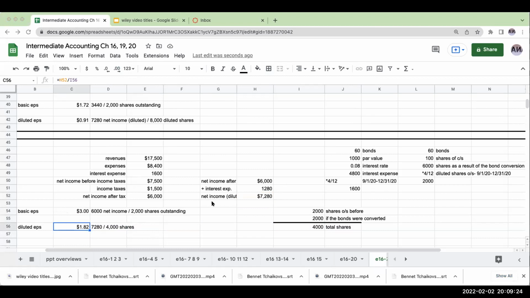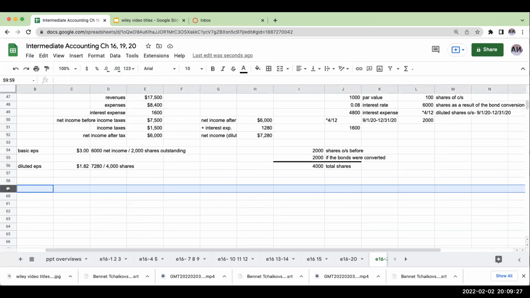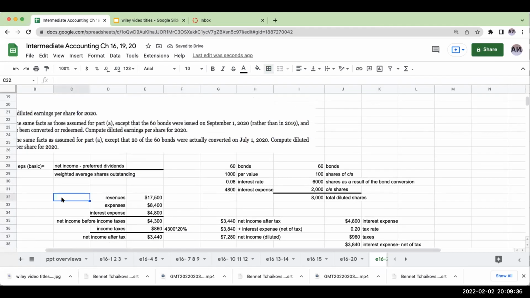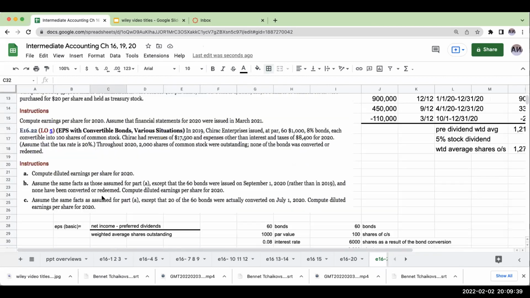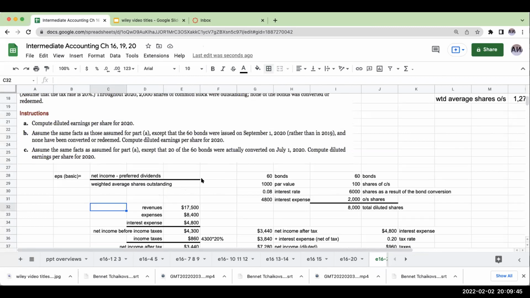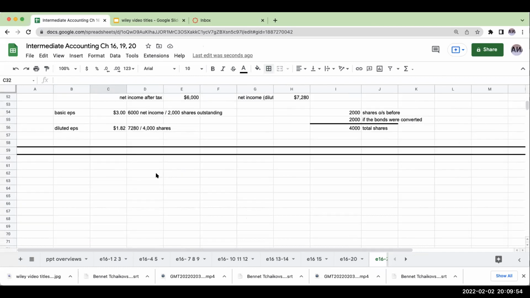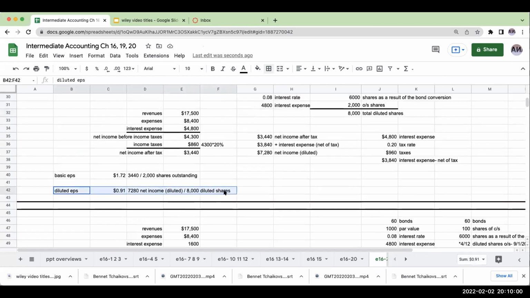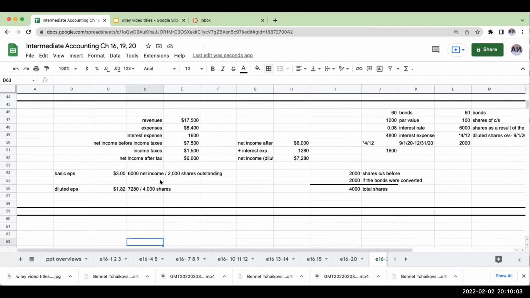Now, for the fun one, which is the last one, we always save the best for last. So let's take a look at this final one. Assume the same facts as part A, except that 20 of the 60 bonds were actually converted on July 1st. Compute diluted earnings per share for 2020. The first thing I would tell you is that, believe it or not, the answer is going to be the same as right up here. But let's go through and compute it out.